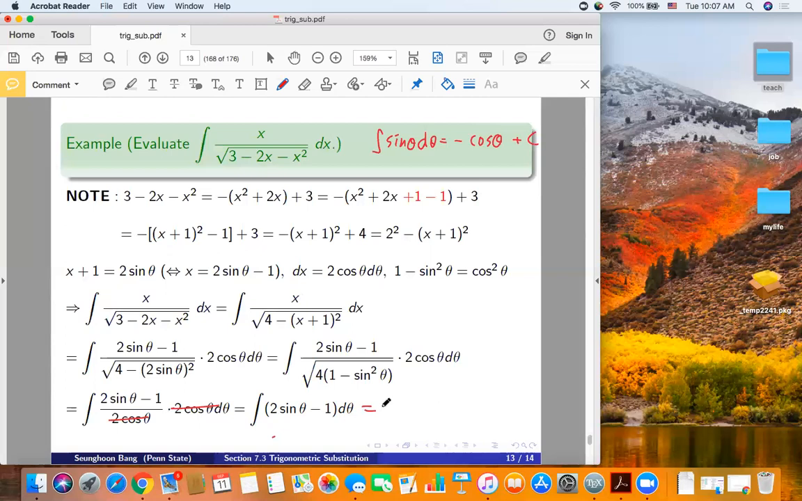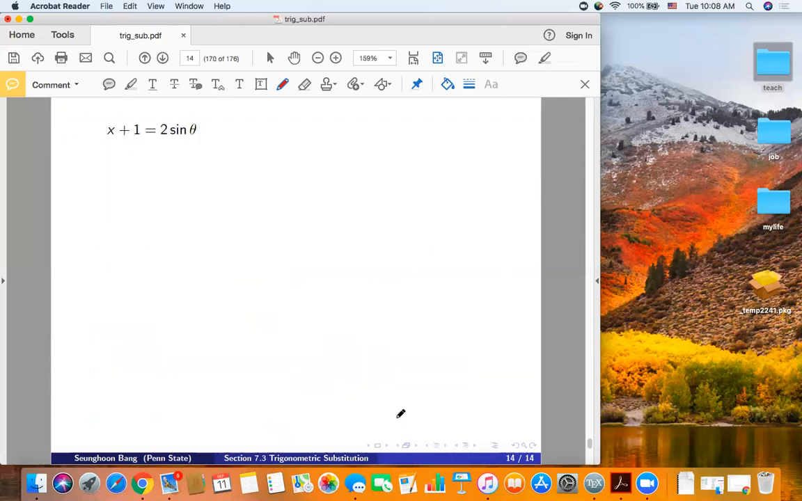So you can keep the 2: negative 2 cosine theta. The integral of 1 is just theta. So we have negative 2 cosine theta minus theta plus c. Next, you can change this to the x variable by using a triangle. You can use x plus 1 equals 2 sine theta, divided by 2, so we have x plus 1 over 2 equals sine theta.